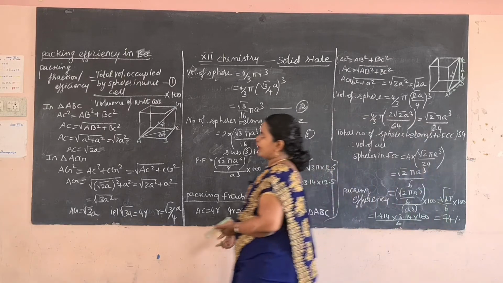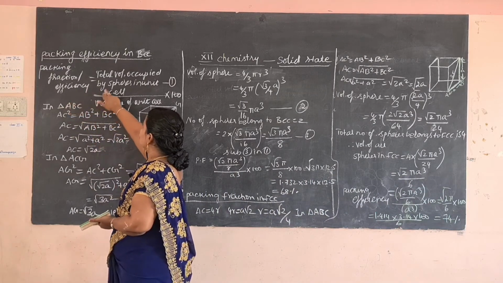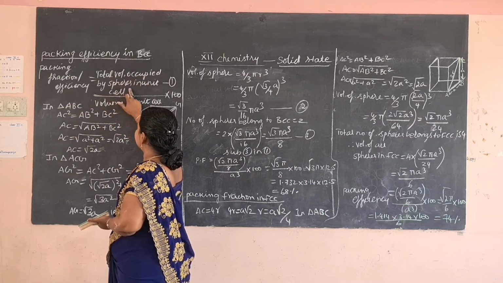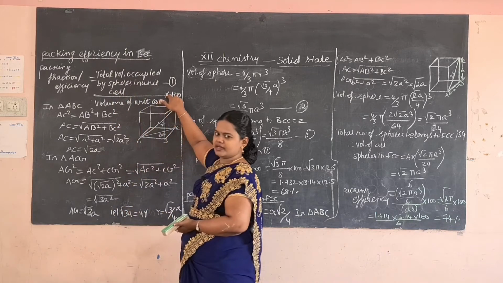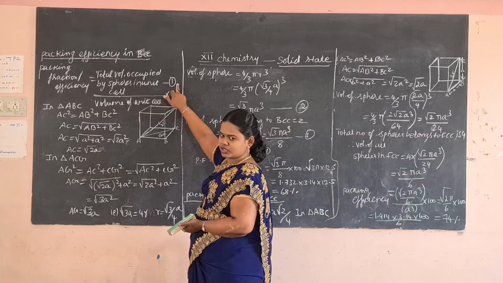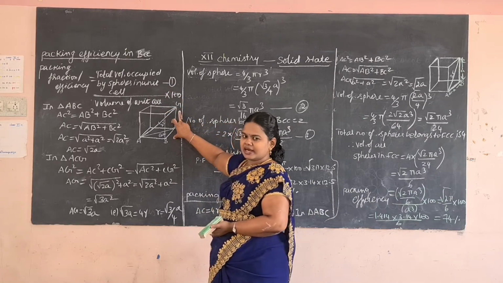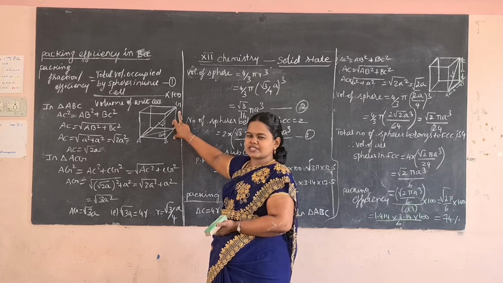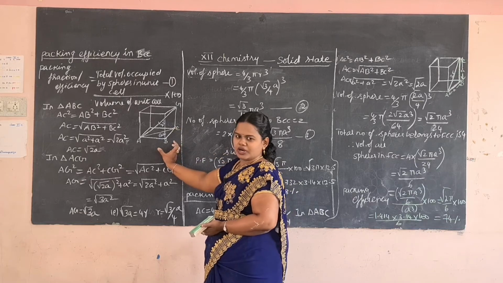Packing fraction or efficiency, we know, is equal to total volume occupied by spheres in unit cell divided by volume of unit cell into 100. That is taken as the first equation, and you consider one unit cell. We know that in a crystal more number of unit cells will be present. It is a repetitive unit, so you take only one unit cell.